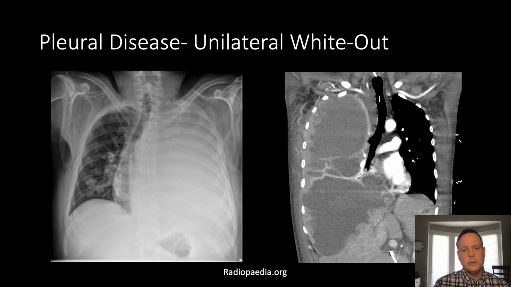If you had a unilateral whiteout that shifted towards the opacity, then that would be an indicator that you have volume loss, and it would be more suggestive of a central obstruction, like a bronchogenic carcinoma obstructing a mainstem bronchus and collapsing the whole lung along with it.